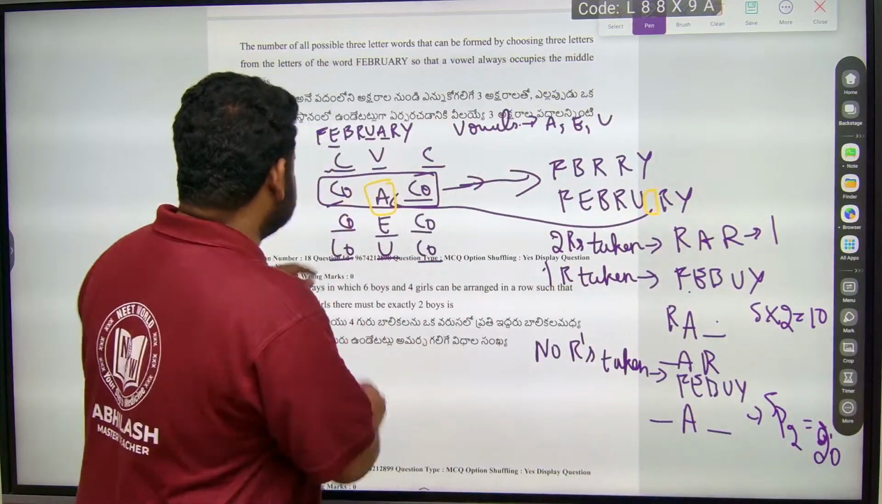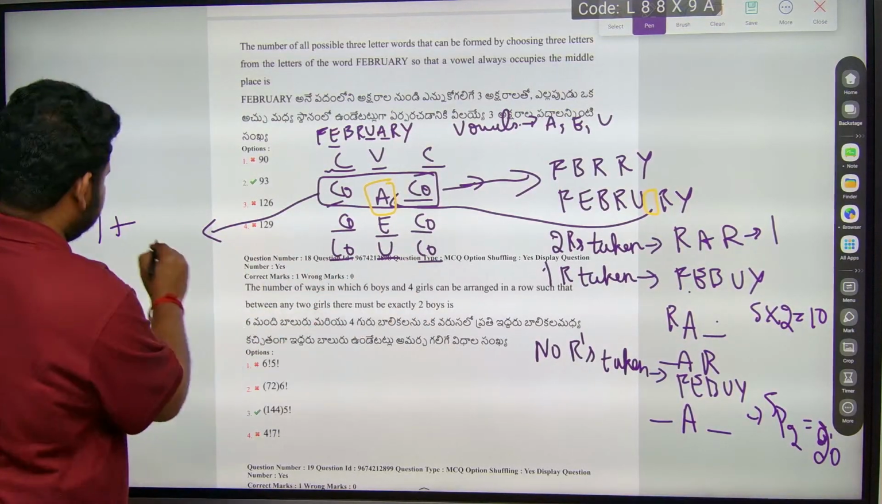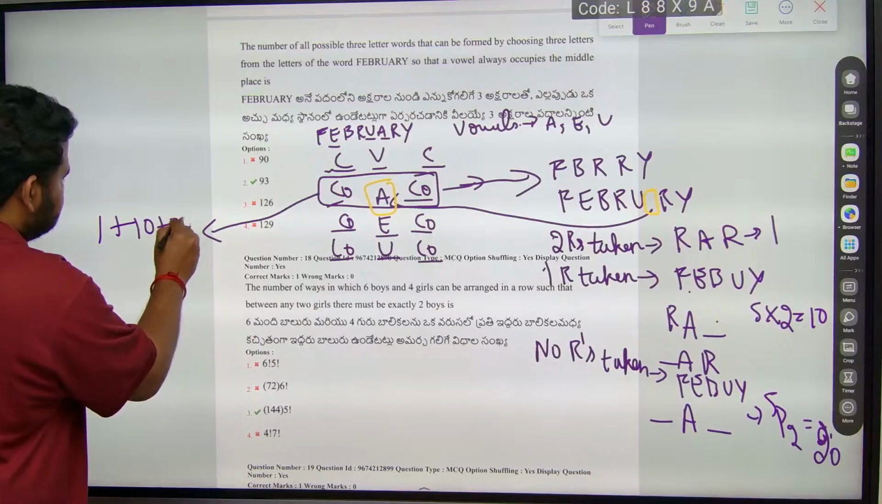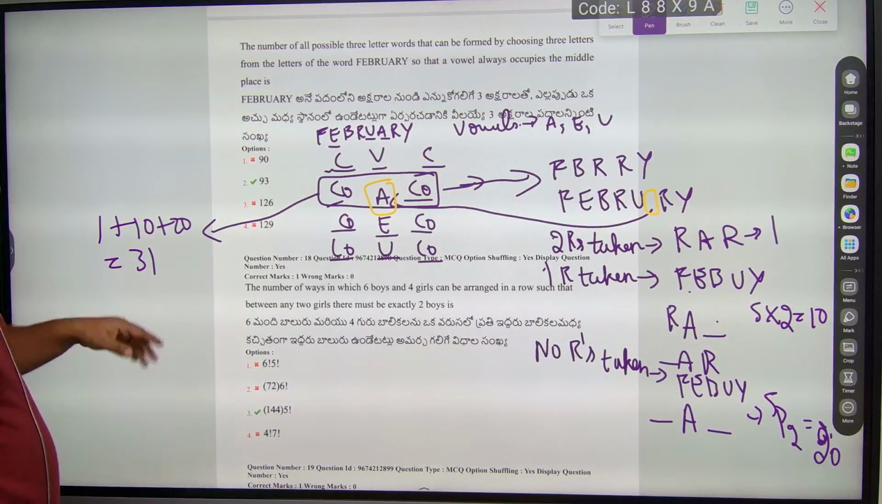So to arrange this itself, what are the things we got? First is 1, next we got 10, plus we got 20. So this is equal to what? 20 plus 10 plus 1, we will get it as 31.